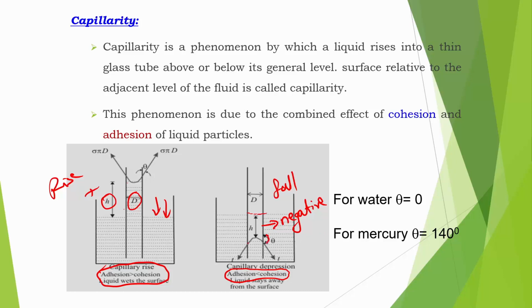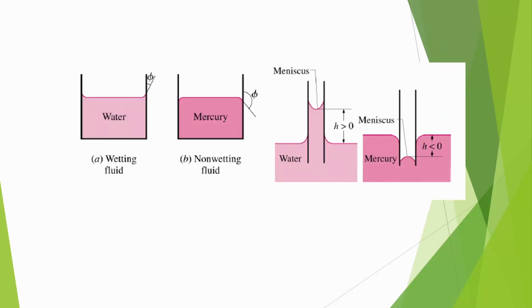That is again determined by the angle of contact. For water with glass, it is 0 degree. For water with mercury, it will be around 130 to 140. We can also take 130 degree, which we have followed in the books. So you have it here. So this is your angle of contact.